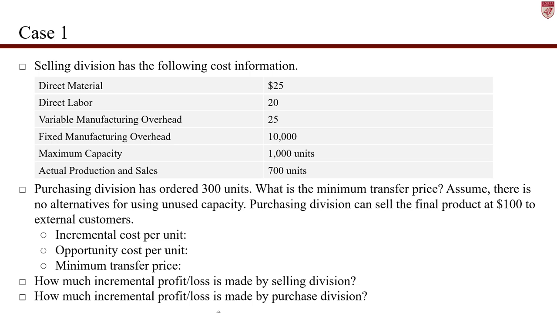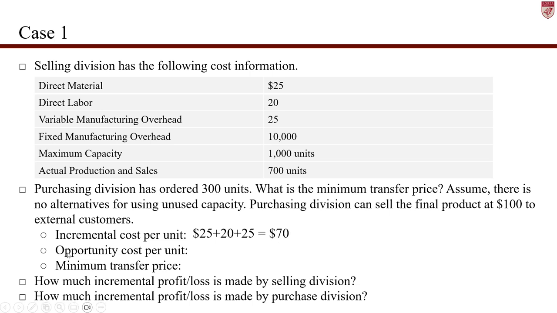Okay, so using the minimum transfer price calculation, let us first break down into two different costs, incremental cost per unit and opportunity cost per unit. So each unit incrementally would have three different variable costs incurred, DM, DL, and the variable MOH. So that's going to be $70 per unit.